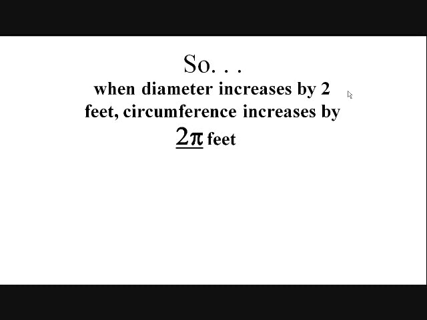The other way to look at this is that every time you have an increase in diameter of 1 foot, you have an increase in circumference of pi feet. So if the diameter is increasing by 2 feet, then the circumference is going to increase by pi plus pi feet, for each foot of increase in the diameter.